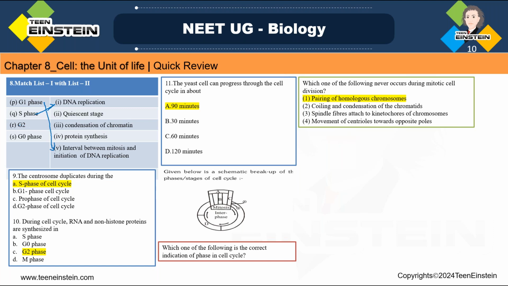Next option is G2. During G2 phase, or gap phase 2, proteins are synthesized. So protein synthesis is taking place during G2. The cells are getting prepared for mitosis, and cell growth is also continuing in that stage. And during G0 phase, which is called the quiescent phase, what is happening? The cell remains metabolically active, but it is no longer proliferating. Cell is active, but it's not proliferating.